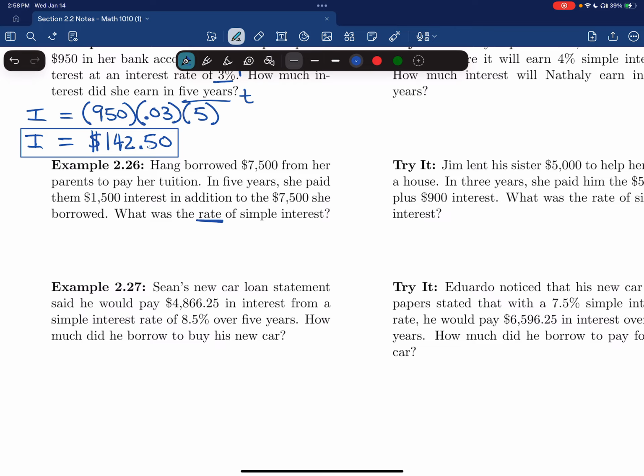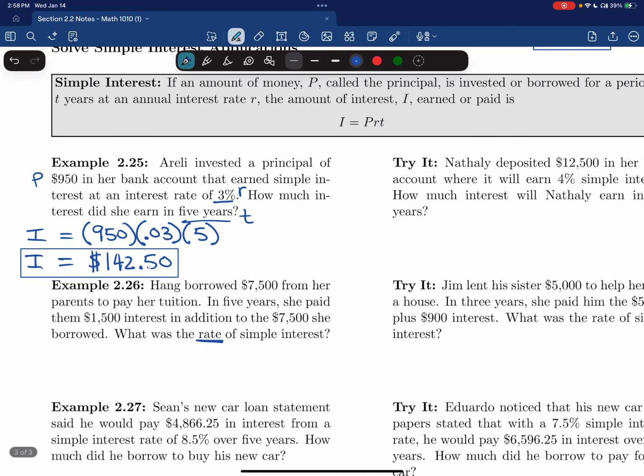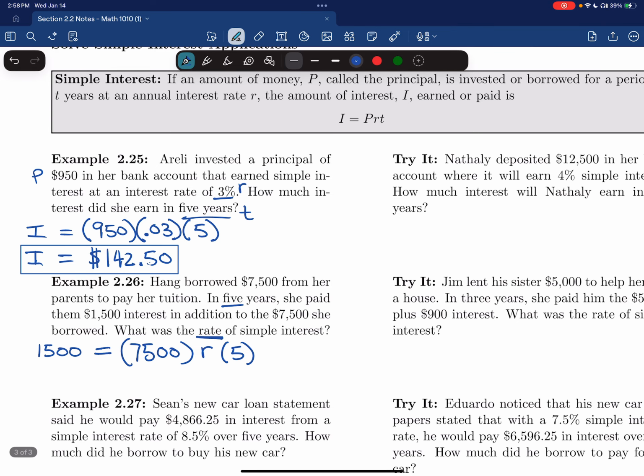Let's input everything into the equation that we can. Okay, so I, the interest, well, that was $1,500. And that interest is equal to the principal, 7,500, times the interest rate, R, times the time, which was 5 years. All right, so there we go. 1,500 equals 7,500 times R times 5. That is I equals P times R times T, where I've input all the things that I know. Now I need to solve for R.